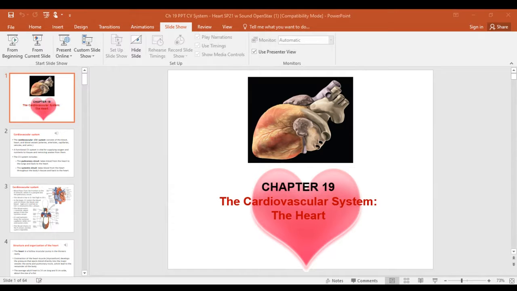Now they have a procedure called balloon angioplasty, where they actually put a long, slender balloon into the artery and inflate it, and it enlarges the blood vessel to restore the blood flow through it.